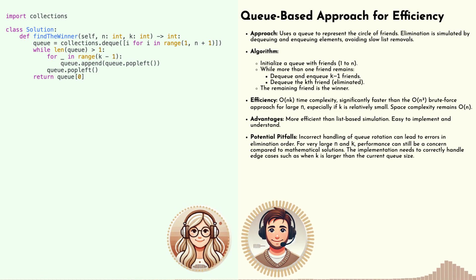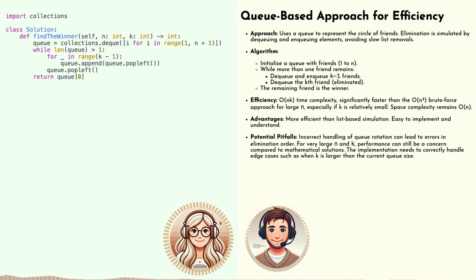So you mentioned a queue-based approach could be a more efficient solution. Yeah, I'm curious to see how that plays out. A queue, with its first in, first out nature, is surprisingly well suited for simulating this elimination process. Remember, it's like a line at the store. The first person in line is the first one served.